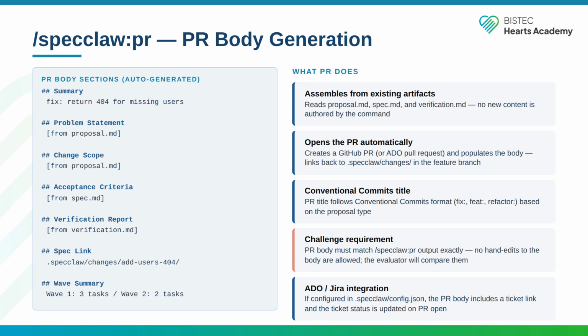The title follows conventional commits format, fix, feat, refactor, based on the proposal type. One constraint applies in the challenge: the PR body must match /SpecClaw output exactly. No hand edits are allowed. The evaluator will compare the PR body to the /SpecClaw output. This constraint reinforces the same discipline as not editing wave output. The automation produces the record, not you.